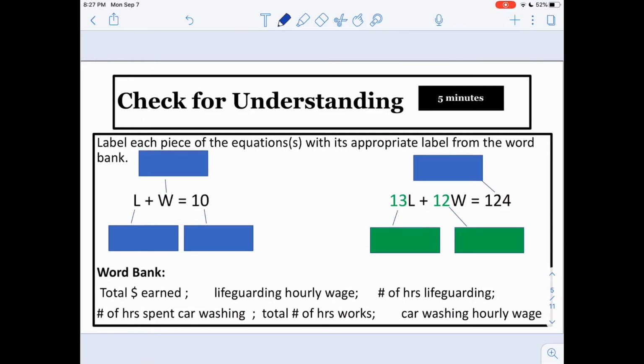That was a lot. Let's see how we feel about it. Take the next 3 minutes to use the word bank to label each piece of the equation with its appropriate label. Again, pause this video for 3 minutes while you label each piece of the equations.